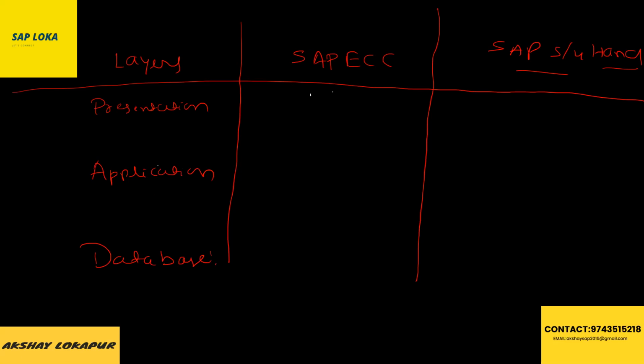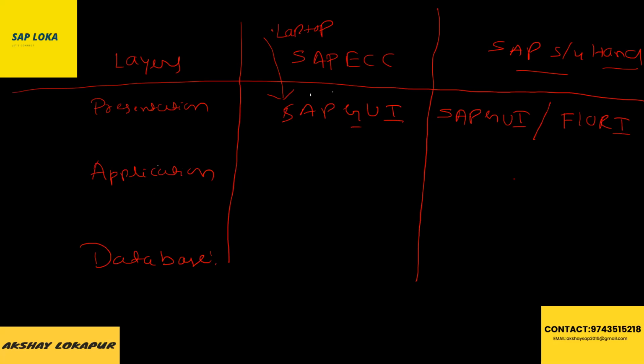See, presentation layer in SAP ECC, what will we use? We'll use SAP GUI. As I showed, this is the graphical user interface. So in S4 HANA, what will we use? Here we'll use desktop only, laptop or desktop. We cannot access this on a mobile screen. In S4 HANA, how will the presentation layer be? We have again SAP GUI as well as Fiori, or you can say we have a web browser here.